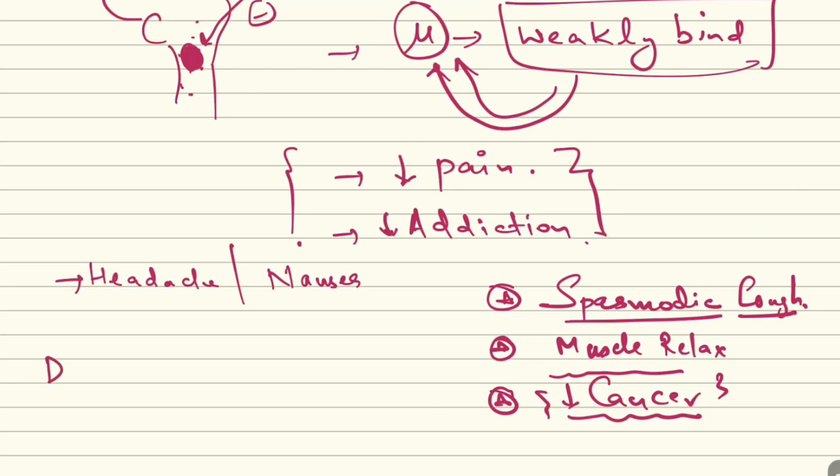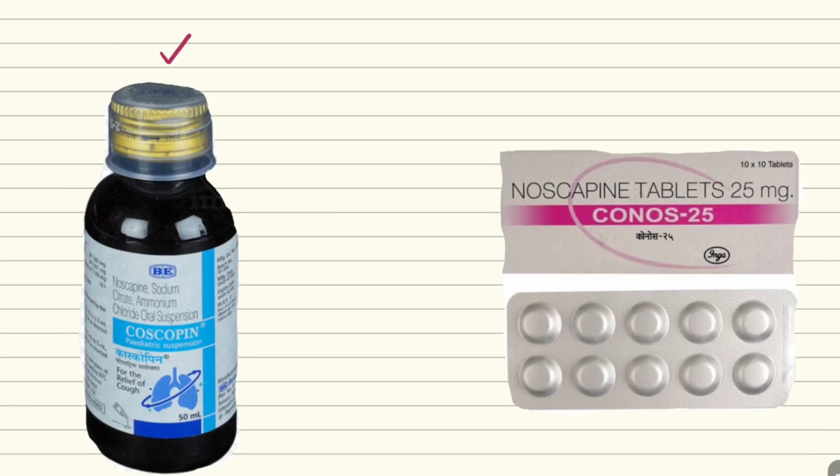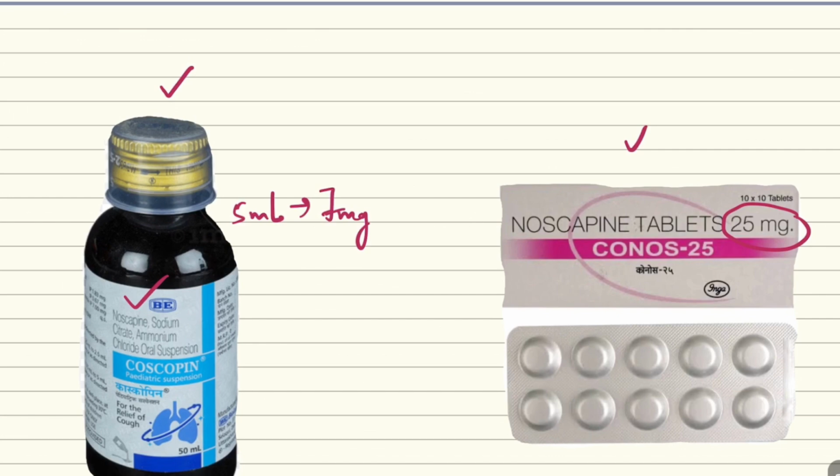About the dose, noscapine is given at 15 to 30 mg. It comes in the form of syrup, as well as tablets. Here we can see the noscapine tablet of 25 mg, and it also comes as a syrup. Each 5 ml of noscapine syrup contains about 7 mg of noscapine. So this was about noscapine, a non-opioid antitussive drug.